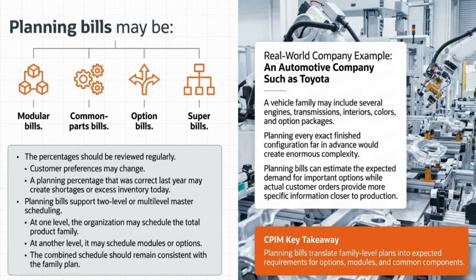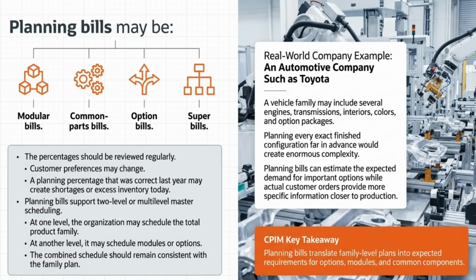Planning bills support two-level or multi-level master scheduling. At one level, the organization may schedule the total family plan. At another level, it may schedule modules or options. The combined schedule should remain consistent with the family plan.